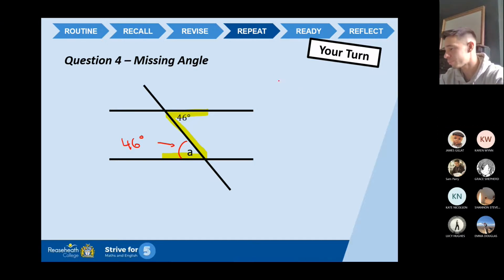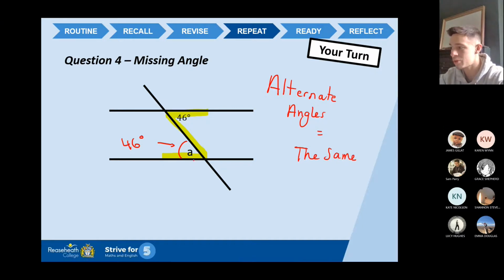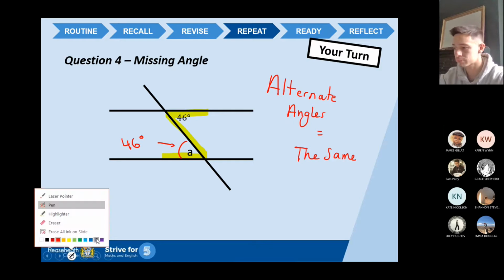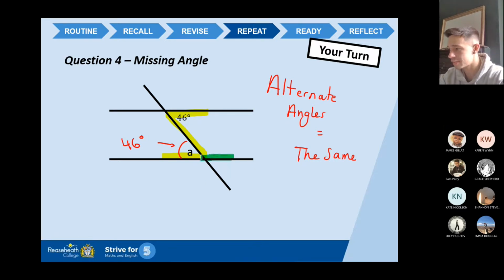We know in the advanced information that alternate angles are coming up. So remember, alternate angles equal the same. And if you can create a Z shape, whether it's that way or the other way, they're the same. Let me show you an example of the other way. Let me change the color of my highlighter to one that stands out. So this looks like a bit of a funky Z, but can you see that green Z there? It's still a Z shape.